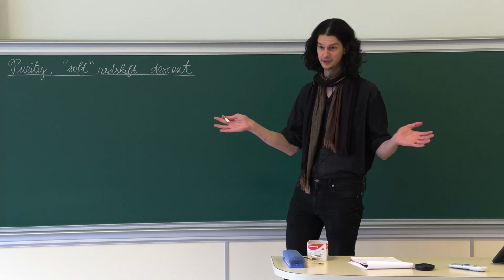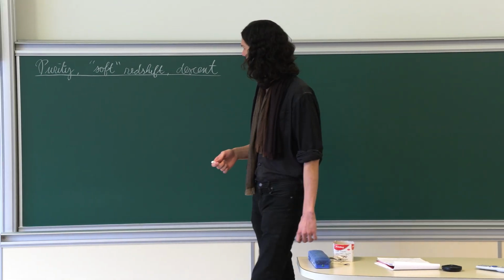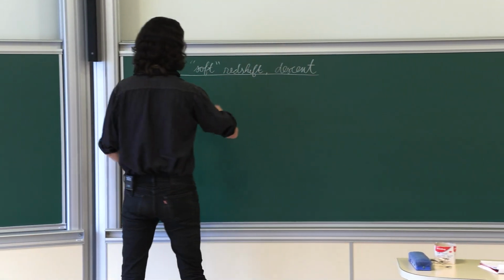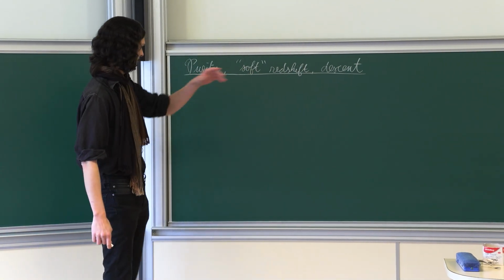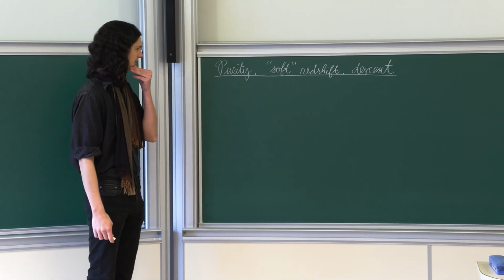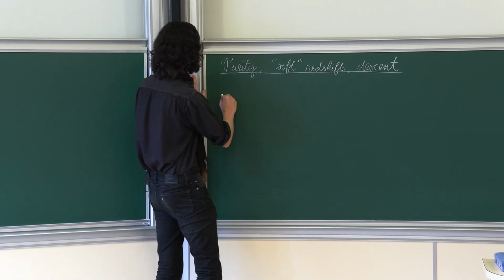But they're also very generally valid. So there'd be more or less three such results: purity, soft redshift, and descent. But first I'm going to start with a small recap from last time.